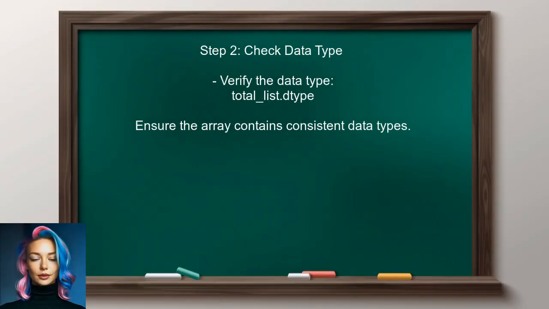Next, the user should check the data type of the Numpy array. If the array contains mixed types, it might lead to unexpected behavior. The user can verify the data type by using totallist.dtype.